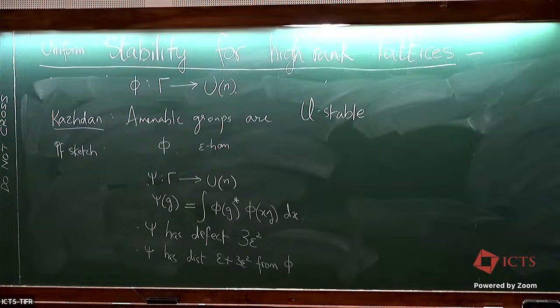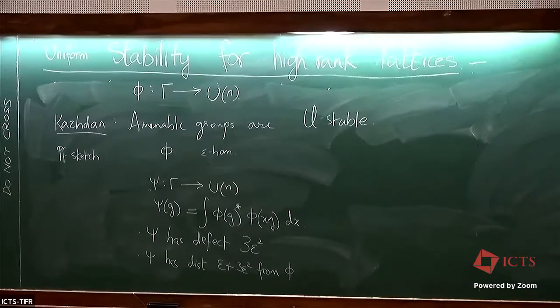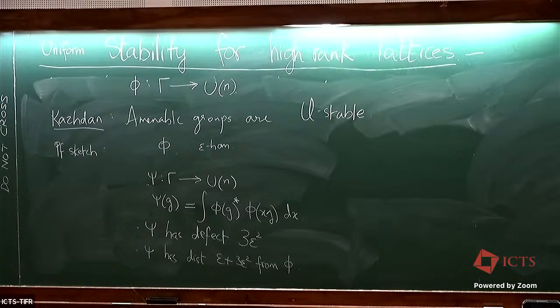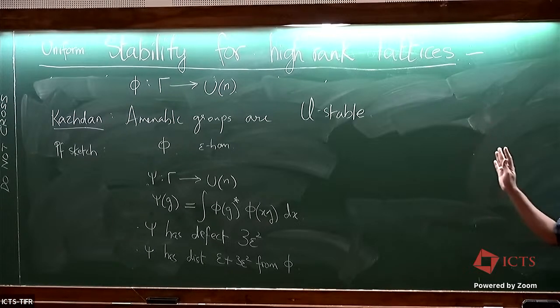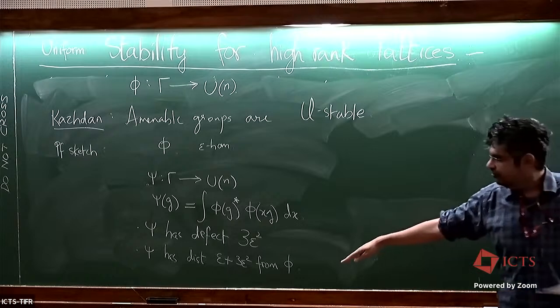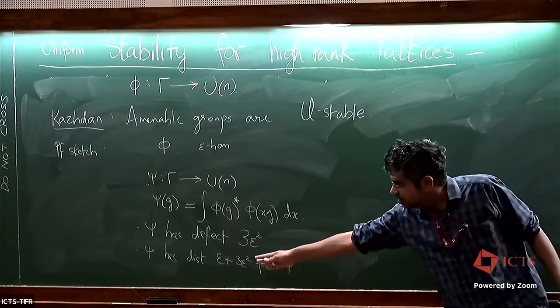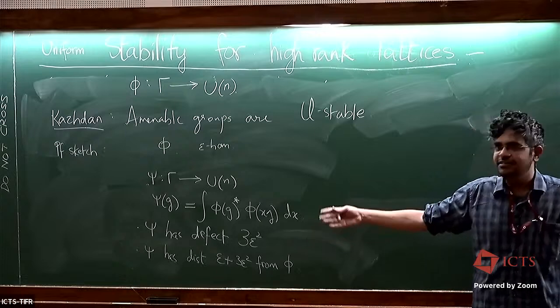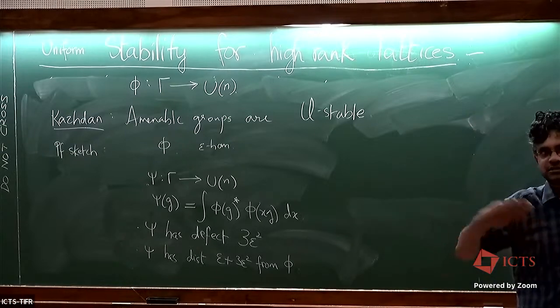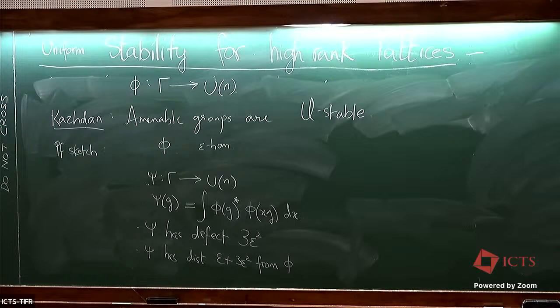So Kashtan's method was to keep doing this again and again. You start with your epsilon homomorphism, do this usual averaging, and you get reduced defect. So do it again. Defect goes from epsilon to epsilon square to epsilon to the 4, and ultimately you'll converge towards a true homomorphism, defect 0, and you're not going very far from what you started, because at each step the distance is still linear in the defect of what you deal with.